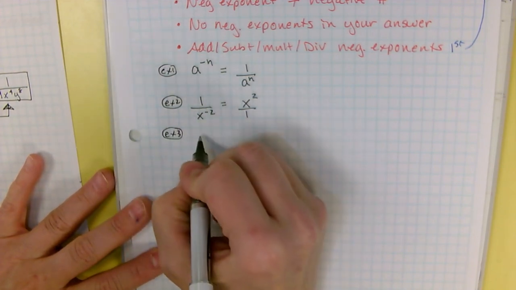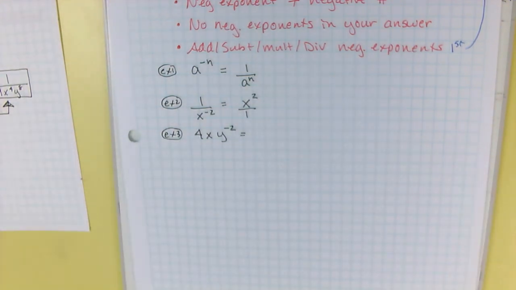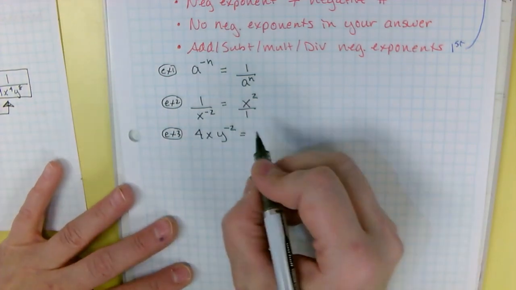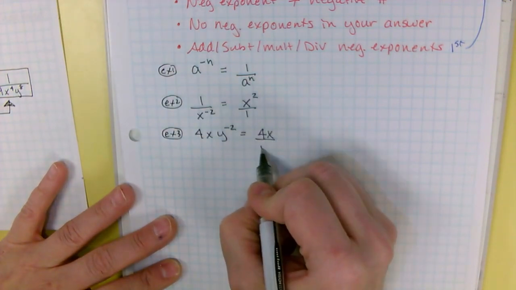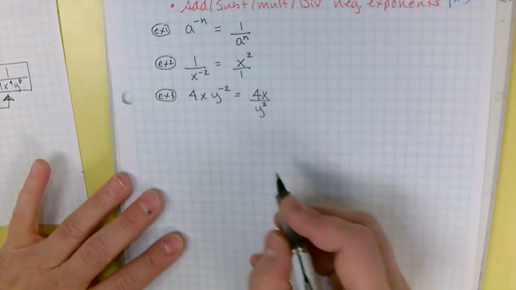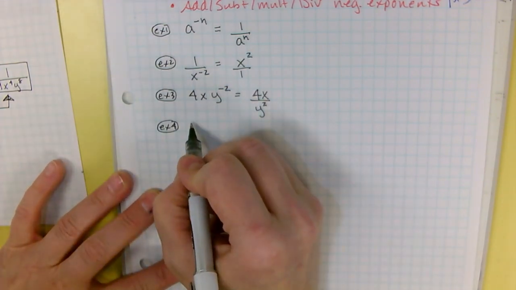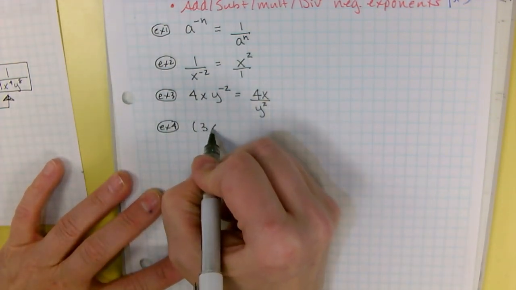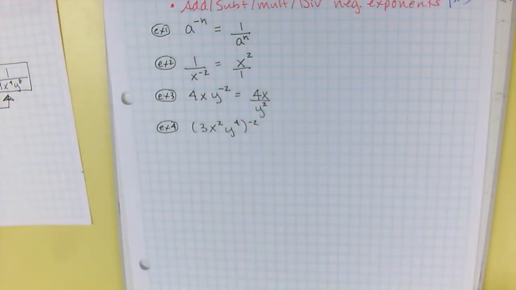Okay, example 3, we've got 4x y to the negative 2. Now, in this example, only the y is raised to the power of negative 2. So when you simplify it, the 4x stays on the top, and only the y squared moves to the bottom. Only the part that has the negative exponent. Okay, here's one I'm going to show you two ways to do it. We have 3x squared y to the 4th, all to the power of negative 2.